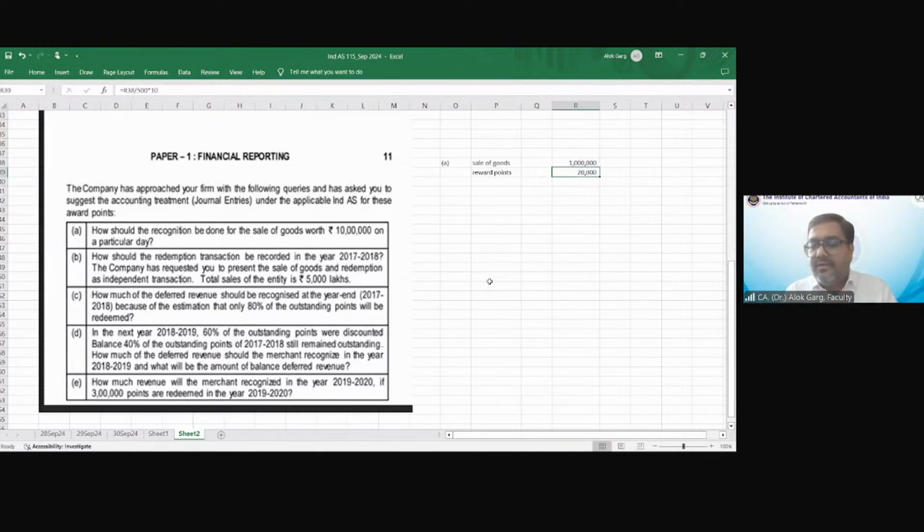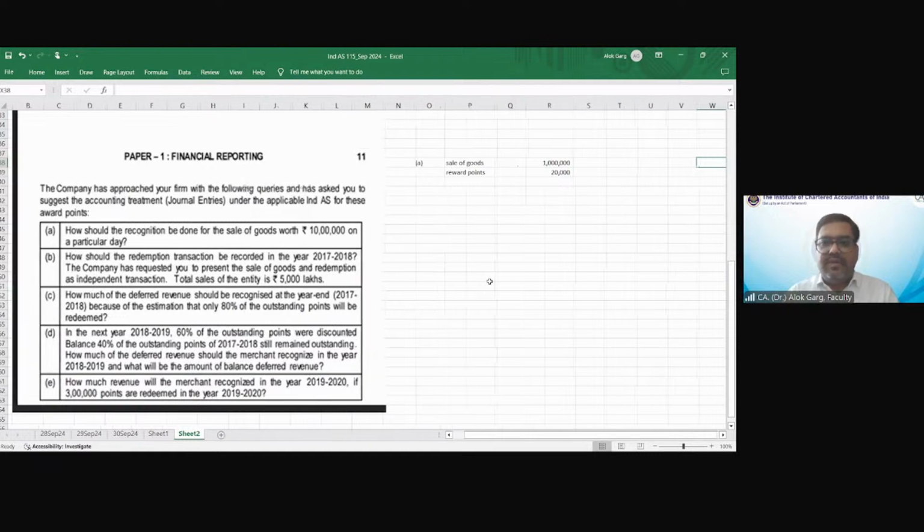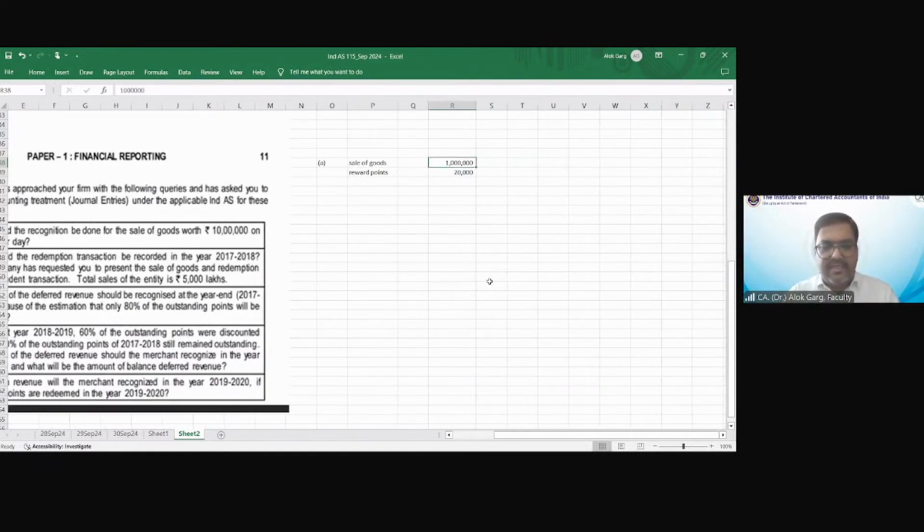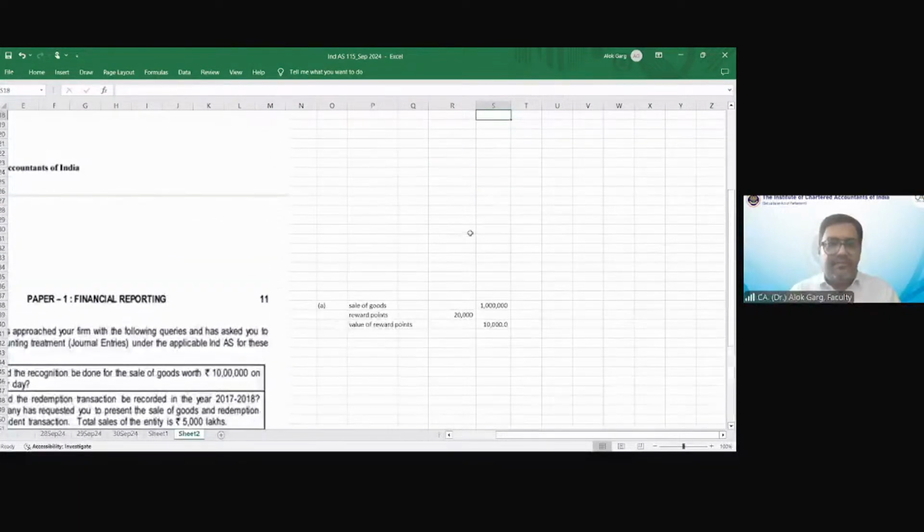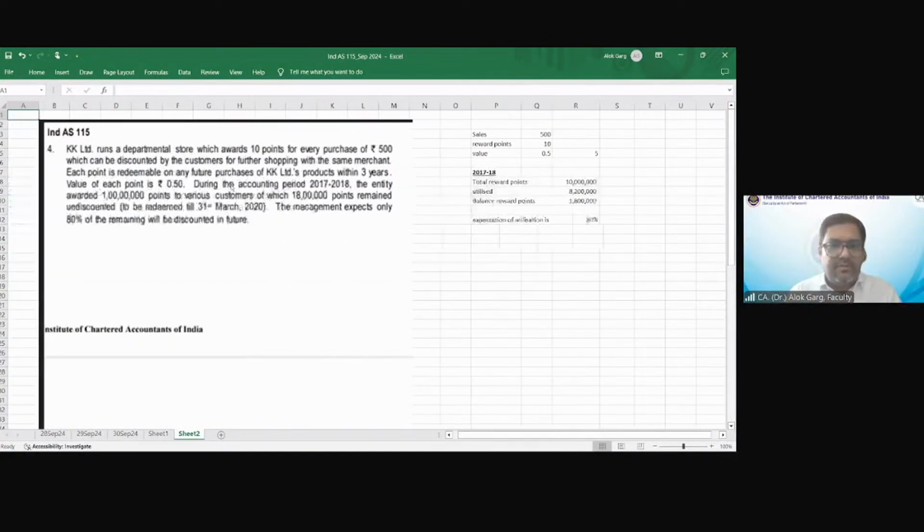500 multiply by 10. So अगर 500 रुपए पे 10 मिलते हैं रिवार्ड पॉइंट, तो 10 लाख रुपए पे कितने रिवार्ड पॉइंट मिलेंगे? 20,000 मिलेंगे, करेक्ट? Yes. So this is my reward point. My sale of goods is 10 lakh rupees. So I am selling goods worth rupees 10 lakh. And what is the value of the reward point? 0.5. So 20,000 multiplied by 0.5 is 10,000. This is what is given in the question.